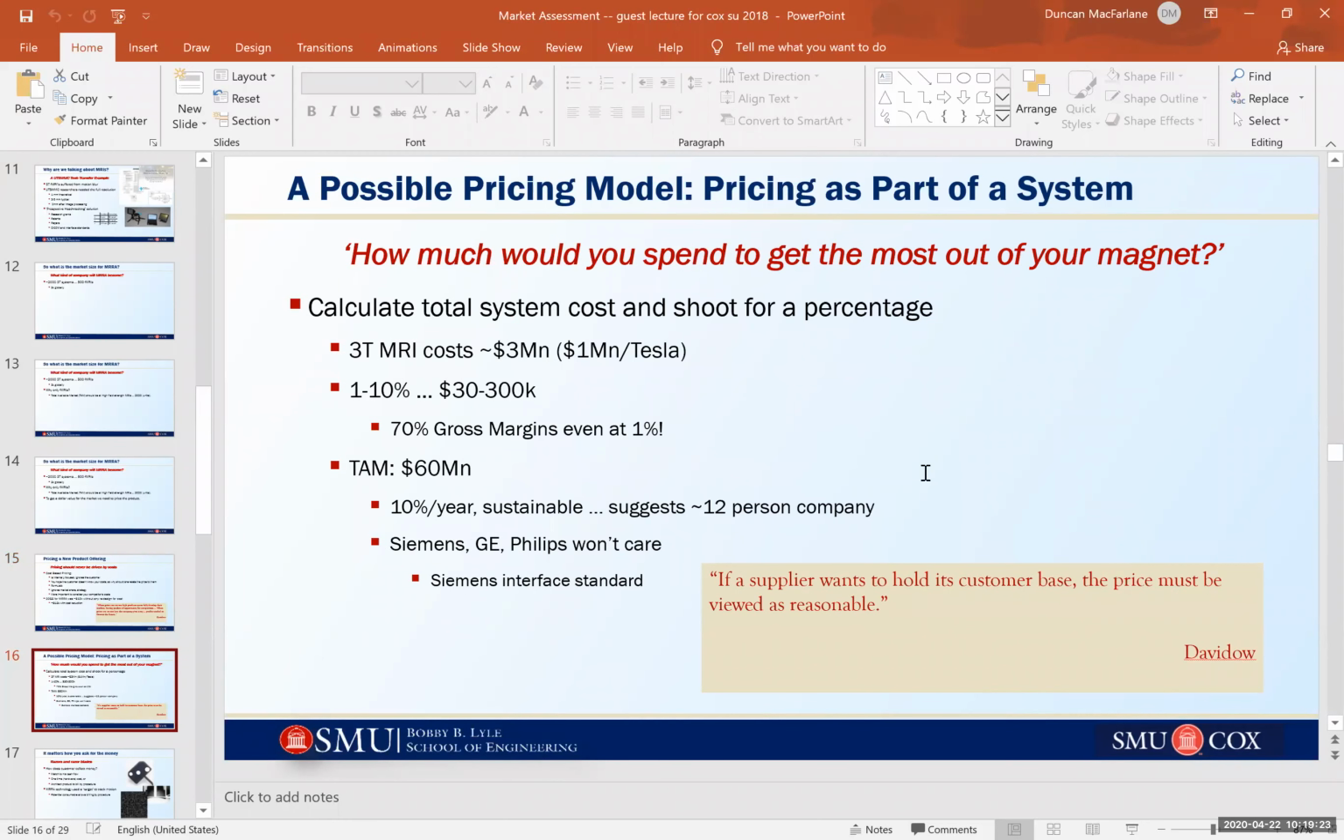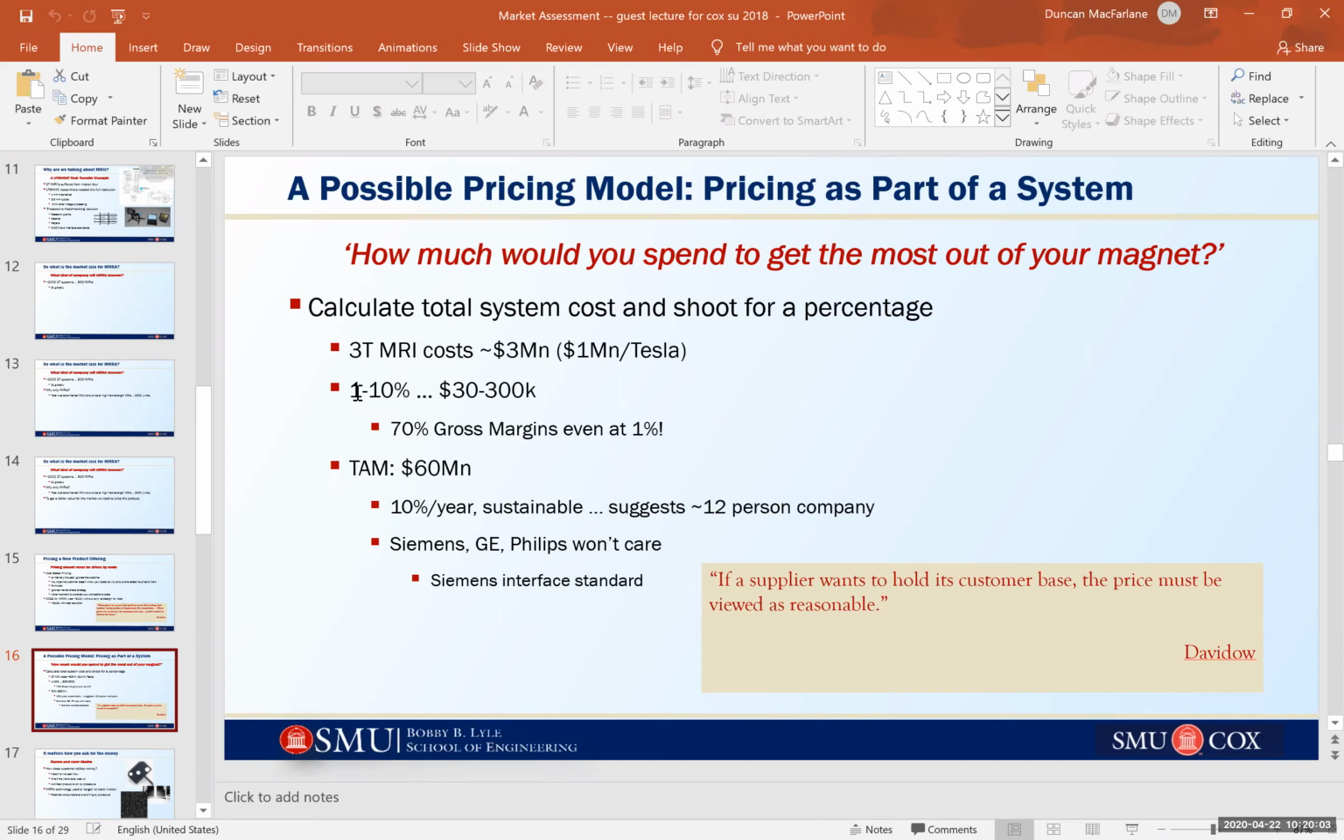So how much would you spend to get the most out of your magnet? What is it worth to a medical community, an imaging community, to get that 1 millimeter of resolution instead of a 2 millimeter or 3 millimeter resolution? So again, if you think about the total system cost and shoot for a reasonable percentage, you've got about $3 million for the 3T magnets. 1 to 10% of that is 30 to 300K. That gives you the range of what a reasonable price should be.